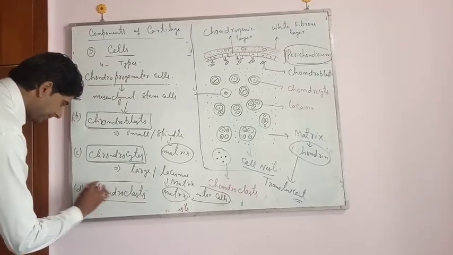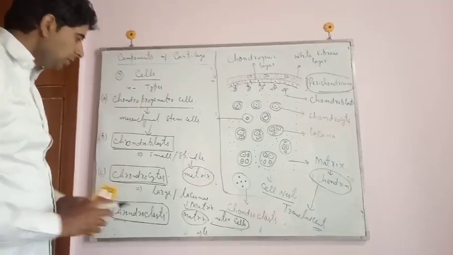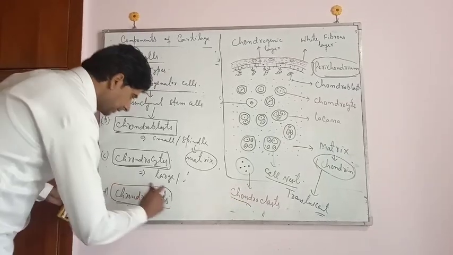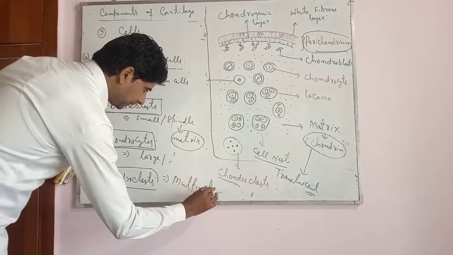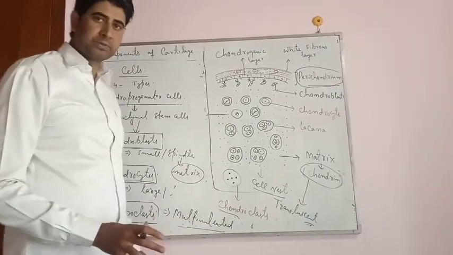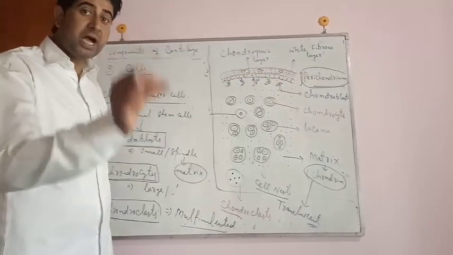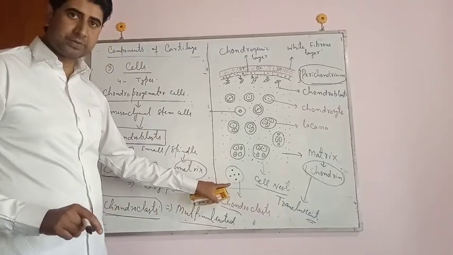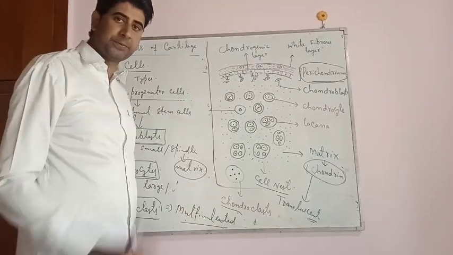Now the last type of the cell, that is the chondroclasts. So chondroclasts actually multinucleated cells होते हैं. These are multinucleated. That means they possess many nuclei. जो बाकी cells है, chondrocytes as well as chondroblasts या mesenchymal stem cells, they are uninucleated. While this chondroclast is the only single type of cell which is multinucleated. That means बहुत सारे nuclei होते हैं.